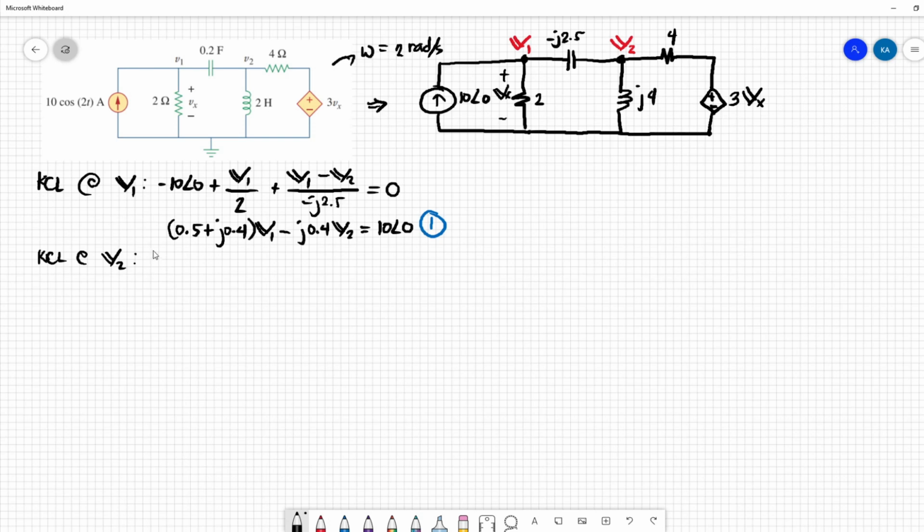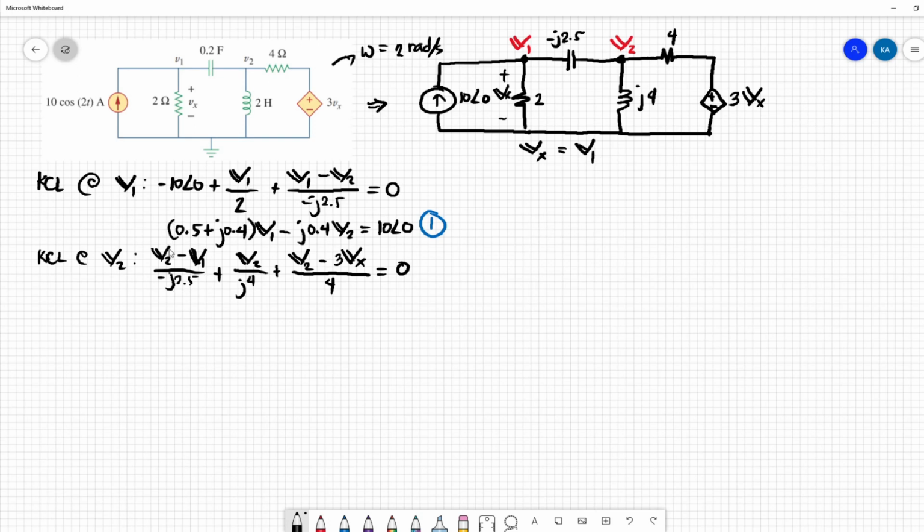So for node V2, we have V2 minus V1 over negative J 2.5 plus V2 over J4 plus V2 minus 3Vx over 4 equal to 0. Now looking at the circuit, our Vx is just equivalent to V1.